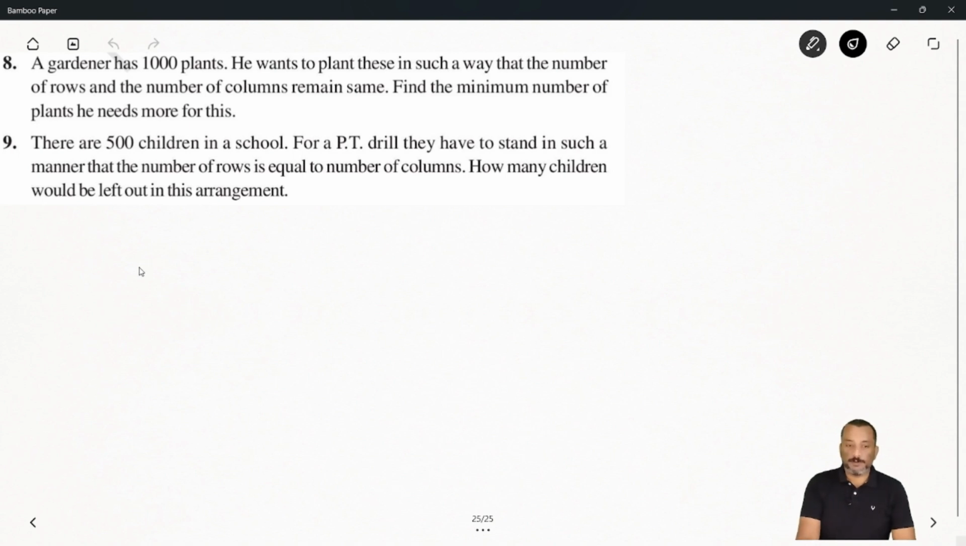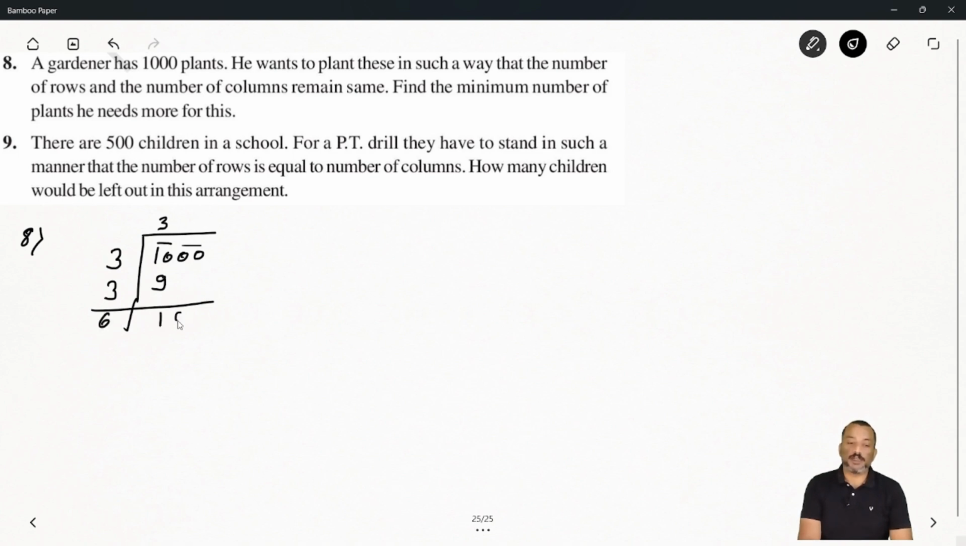Same way, for question number 8, we will use the long division method. So we will do 1,000 with the long division method. You make pairs. Before 10, we look for a number that is a perfect square. That is 3, and the perfect square of 3 is 9. So we will write 3, and 3 will add here. After that we will get 6, and here we will get 1.